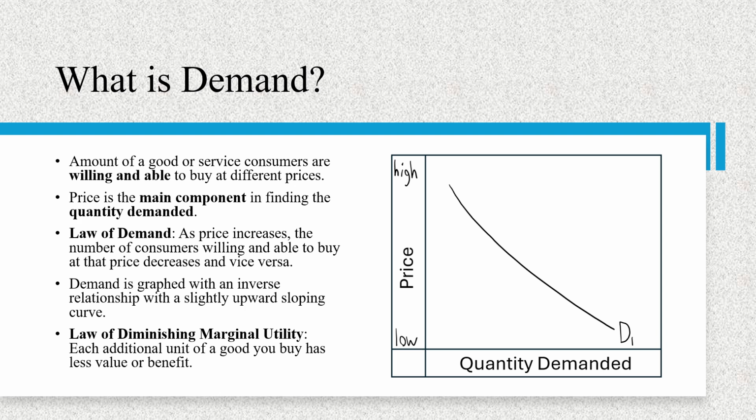As I mentioned previously, the law of diminishing marginal utility states that each additional unit of a good you buy has less value or benefit. So imagine, for example, when you go to the grocery store, you may only buy one or two eggs instead of three or four. Even if egg prices are really low at any given time, you're still not going to buy an extremely large amount of eggs because each individual egg doesn't give you more benefit if you buy it in bulk.